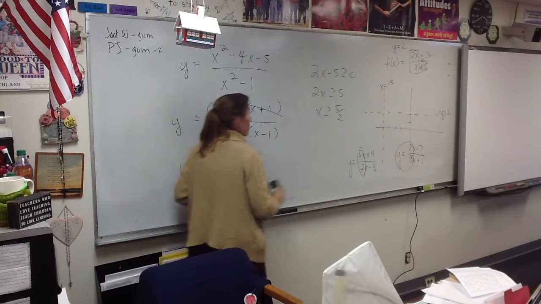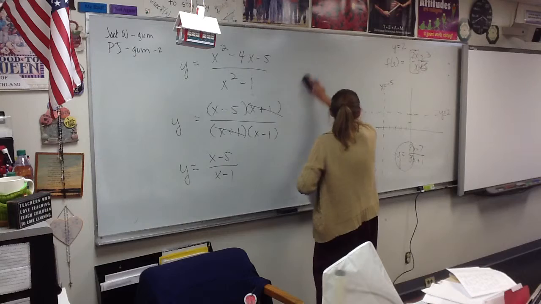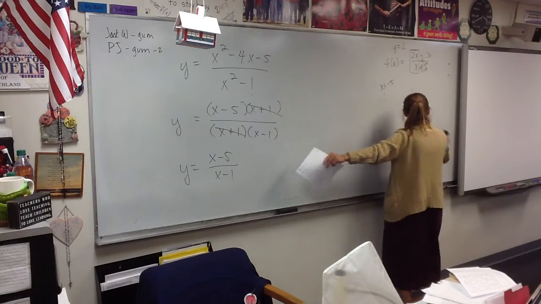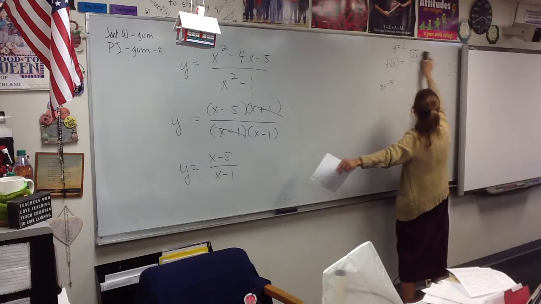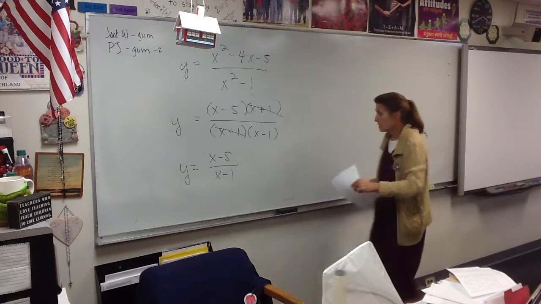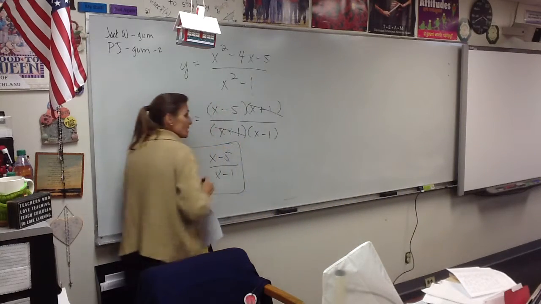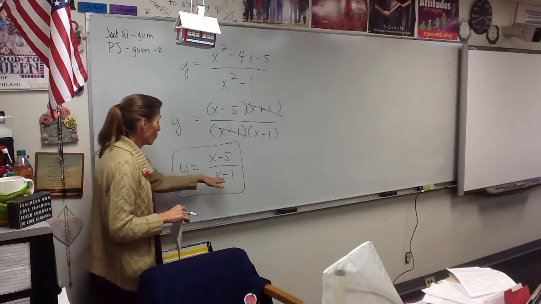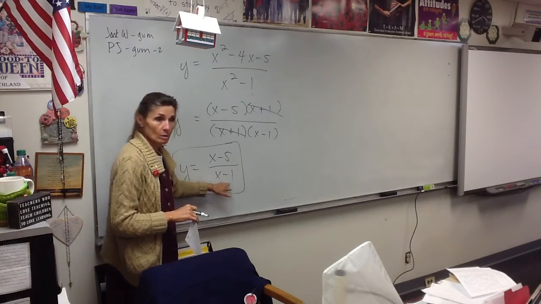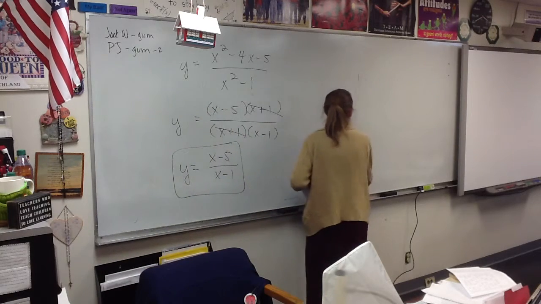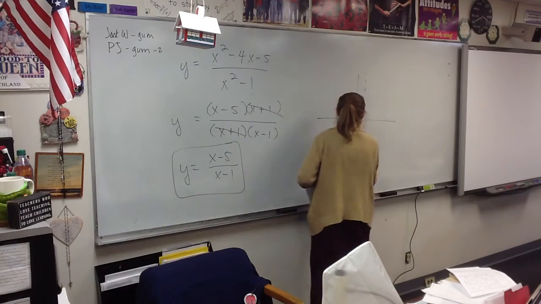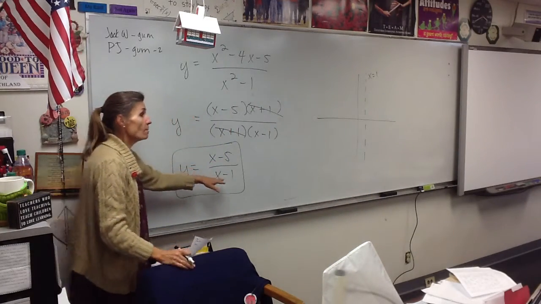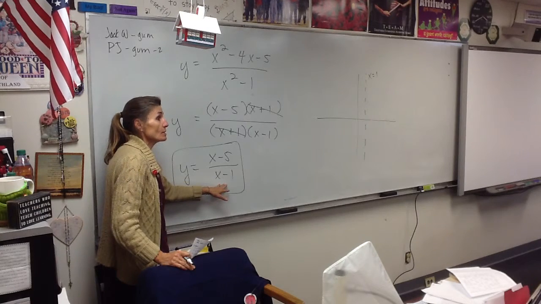Before I talk about what that cancellation means, let's get our asymptotes in here. Look at your simplified problem. Look at your reduced problem down here. Okay, right here, this is your new problem. Where is the vertical asymptote? 1. What makes the denominator 0? 1. So you're going to have a vertical asymptote where x equals 1. Where do verticals come from? The denominator equals 0.